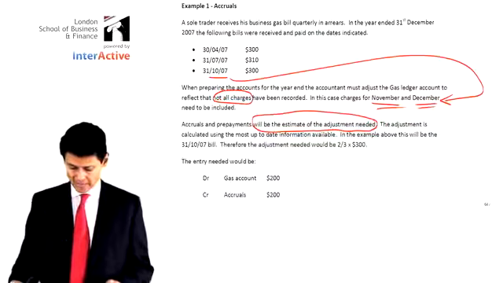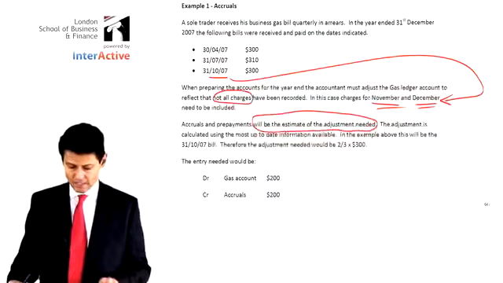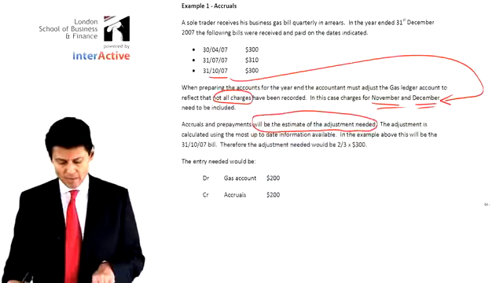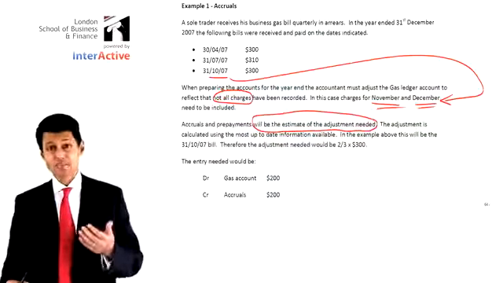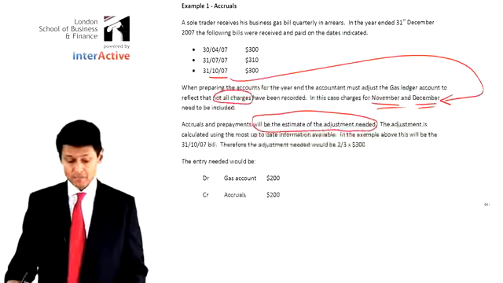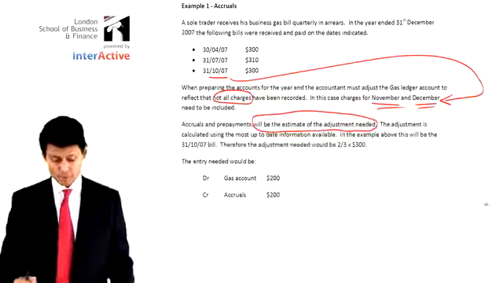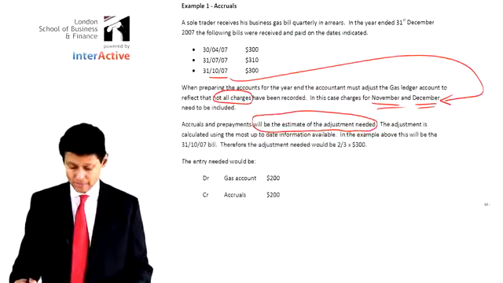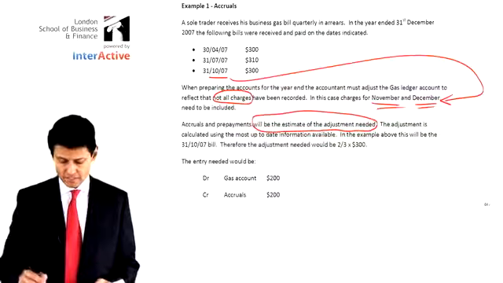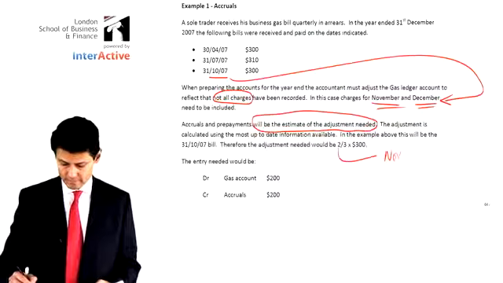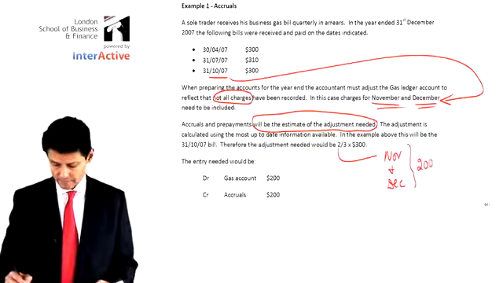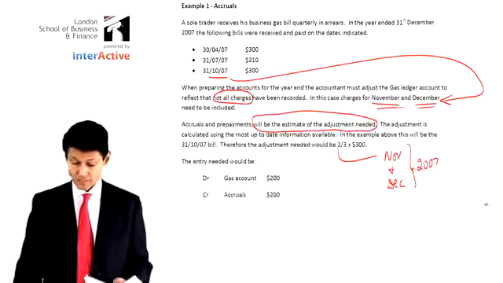Accruals and prepayments will be the estimate of the adjustment needed. The adjustment is calculated using the most up-to-date information available. In the above example, this will be the 31st of October bill because it is at that price, especially with gas prices in different parts of the world going up and down all the time. It's useful to go for the latest as the best estimate of the future. So here it's 300. Therefore, the adjustment needed would be 2/3 of 300, on the grounds that 2/3 represents November and December of 2007, whatever this exam question did.